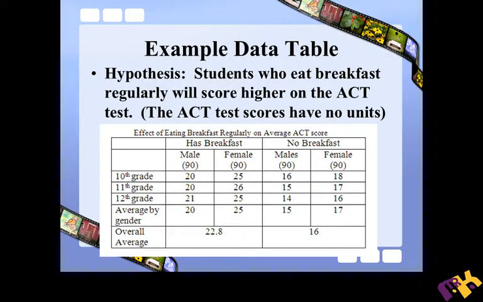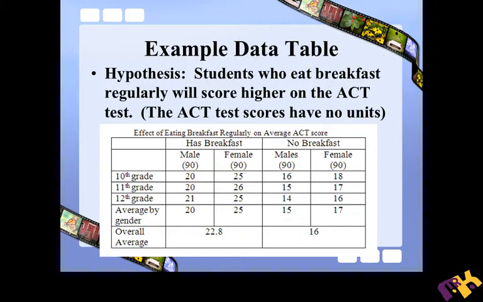Looks like we got lucky because we have 90 males and 90 females, so we have a total sample size of 360 people. 180 that did not have breakfast, and 180 of them that do have breakfast. And then we broke it down by grade level, right? We took the average by gender of people in each of the grades. We have that information averaged out for counts of things, and at the very bottom, the overall average of their resulting scores.